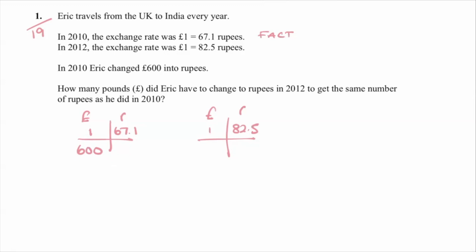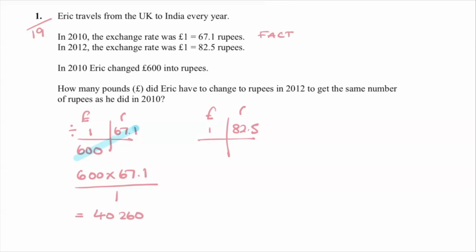How does this work? We just multiply across the diagonal. So we're going to be doing 600 times 67.1. And then we would divide by the number in the corner. Now, dividing by 1 isn't going to make a massive difference here, so you might not even want to show that. Put that in your calculator and you get this.